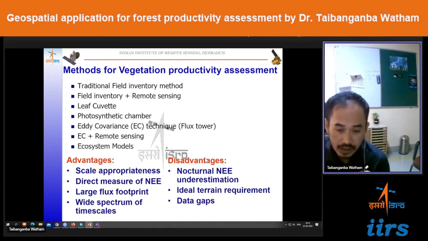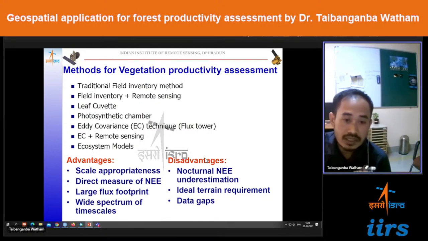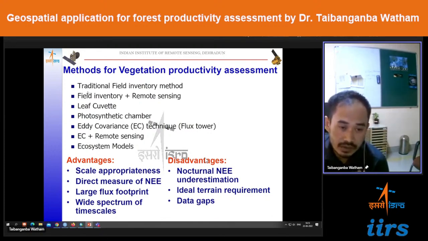evapotranspiration or ecosystem respiration from the half-hourly time, from 30 minutes to 1 day, or weekly, monthly, or on a yearly scale, as long as we keep maintaining and running the flux towers. So the disadvantages that we have in the first, second, or third method for estimation of productivity are easily overcome when we use the eddy covariance technique. But the limitation of the eddy covariance technique is that it has a large footprint area, generally ranging from 500 meters to a kilometer or 2-3 kilometers.